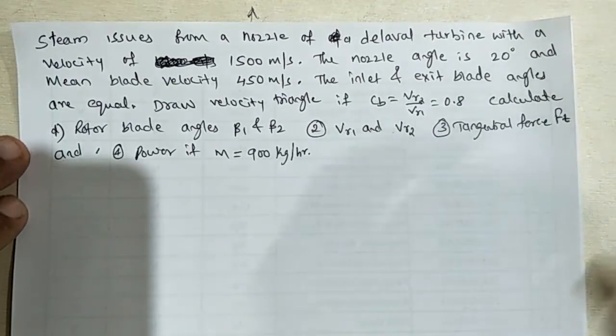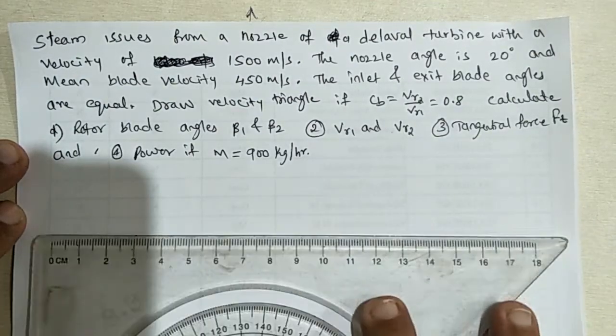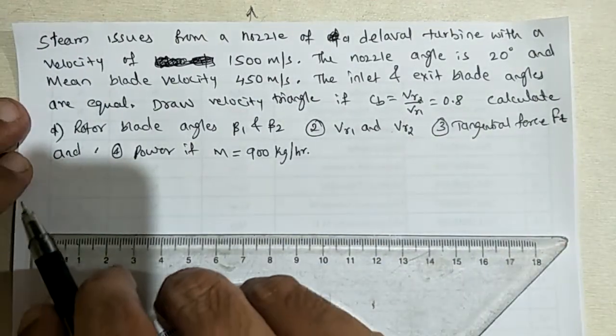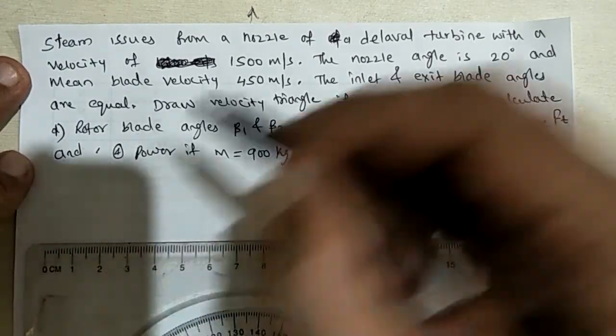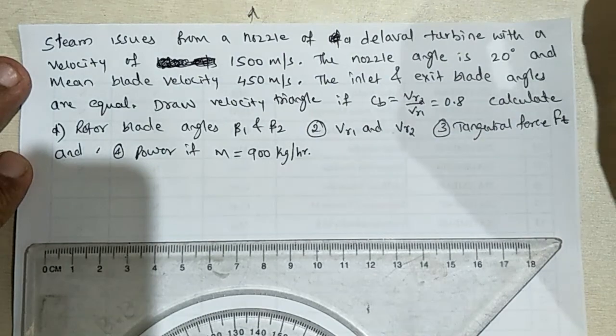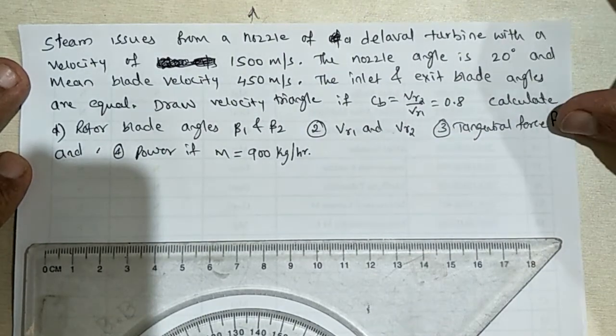So I have taken one more problem that is related to velocity triangle of module 2. I'm going to read out the problem statement. We will extract the given data and we will try to solve the problem, right? So the problem statement is something like this.